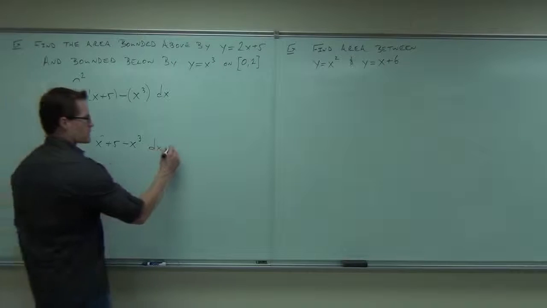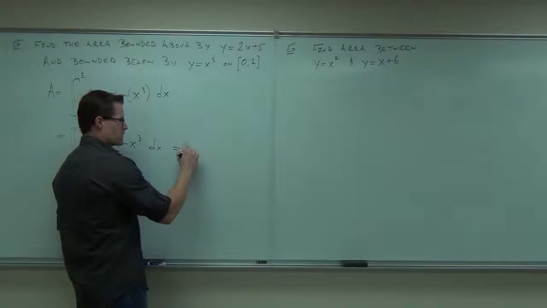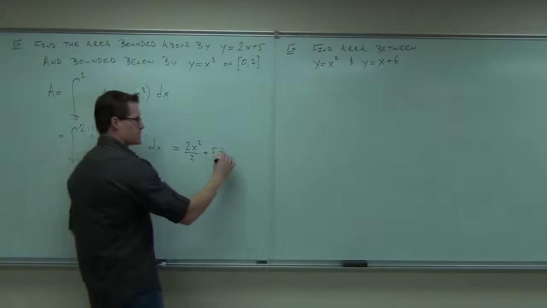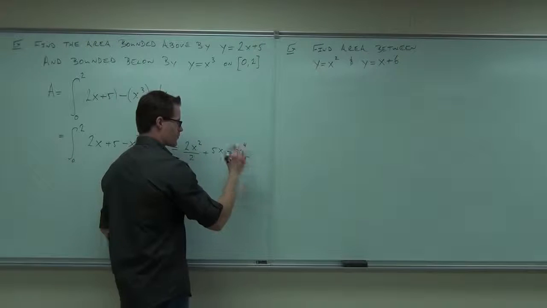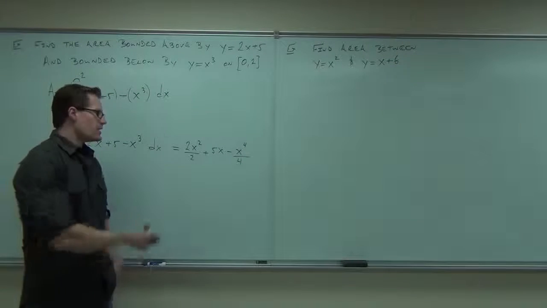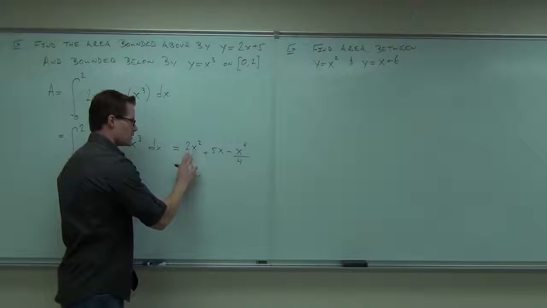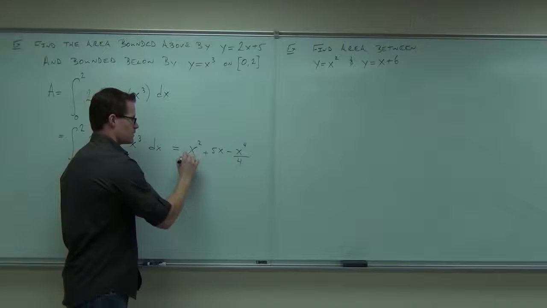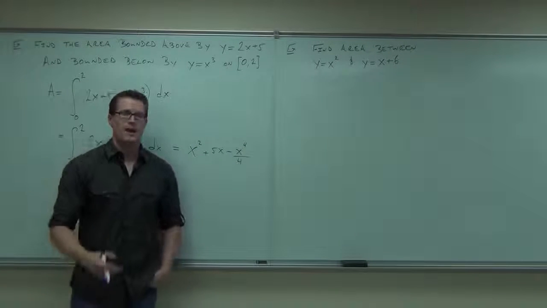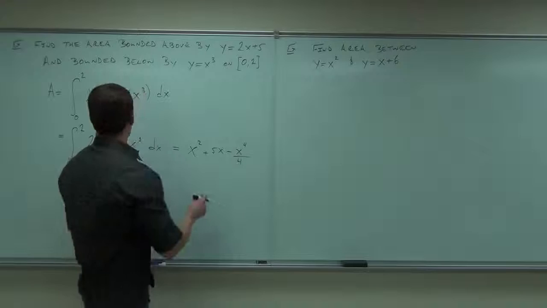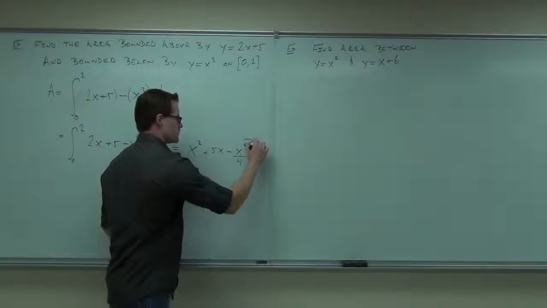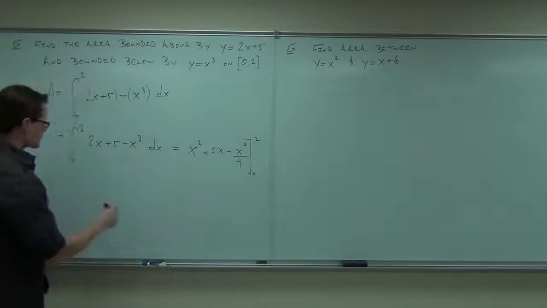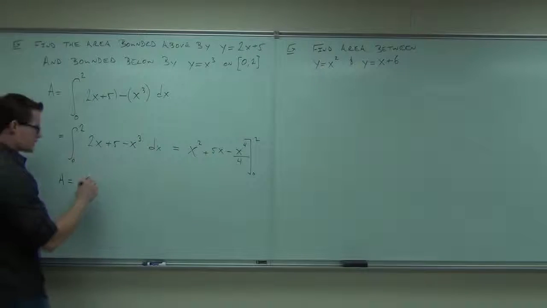So doing your integral here, hopefully you were able to come up with what I'm going to do: 2x squared over 2 plus 5x, don't forget about that 5x, minus x to the 4th over 4. Of course, the 2, we can simplify that. So x squared plus 5x minus x to the 4th over 4. And we're going to evaluate from 0 to 2. There's no substitution that we needed. We can just go for direct plugging in some numbers. So our area is, we'll plug in the 2.